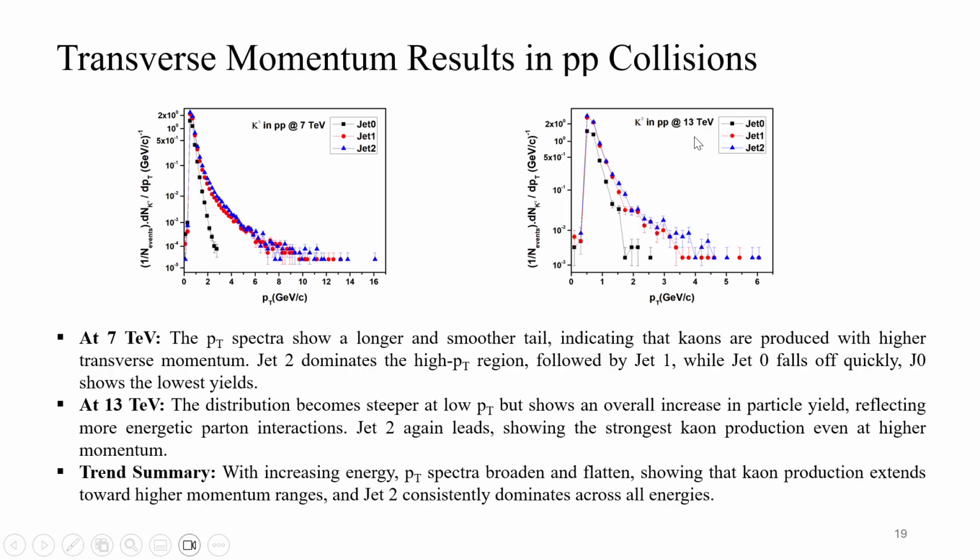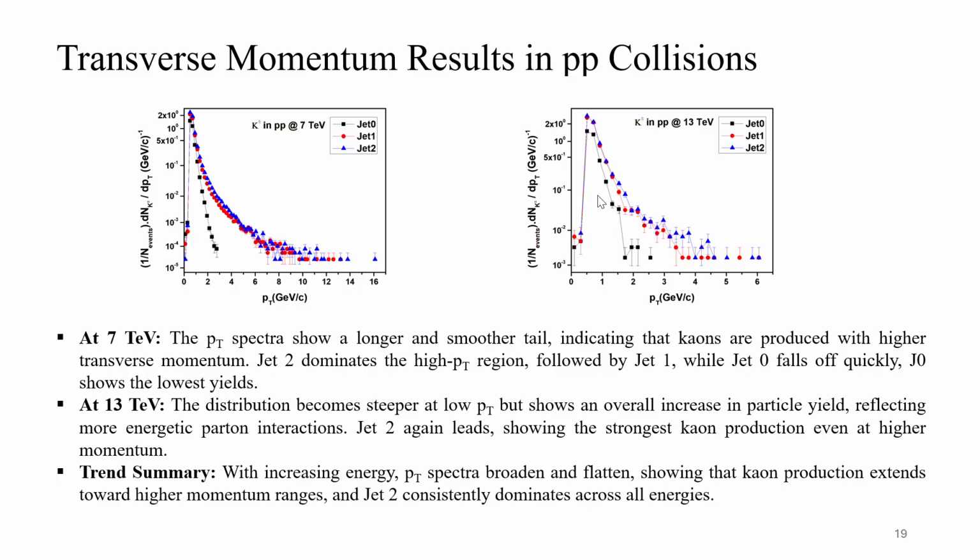And at last, 13 tera electron volts. Again, we have some irregular fluctuations here. Why? Because our events are fewer; at higher energies we are unable to simulate a larger number of events. That's why we have some errors in the simulation. But the parameters are similar: Jet 2 dominates and Jet 0 has the lowest yield.